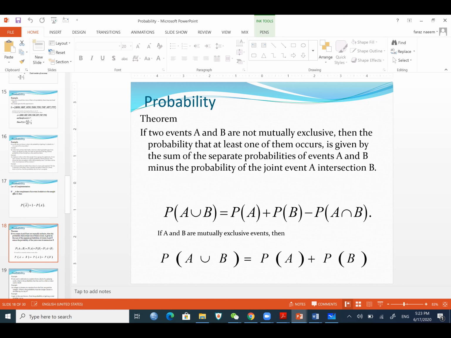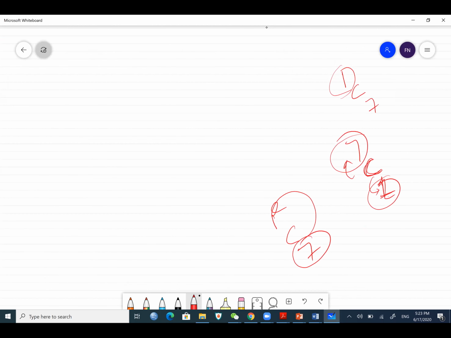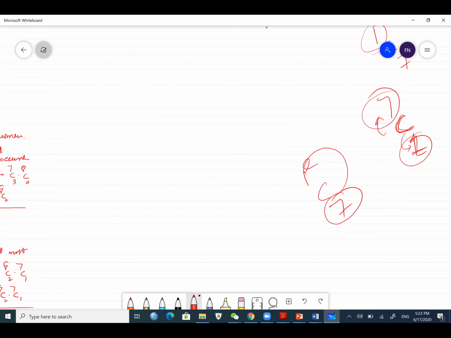I can explain this concept with a simple example. Let's say we deal with an example. You toss a die 2 times.